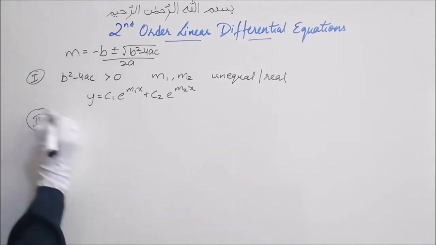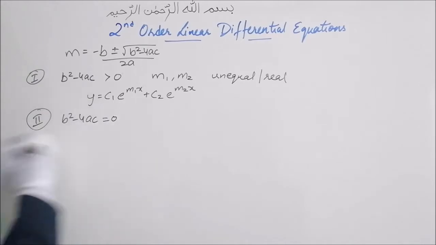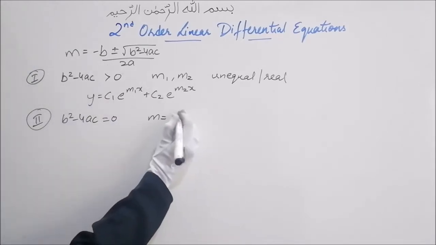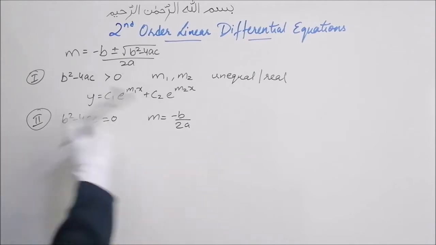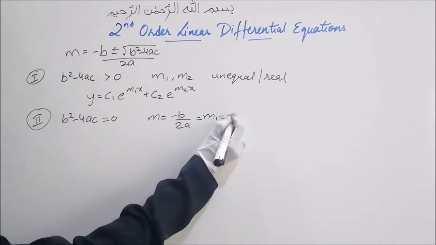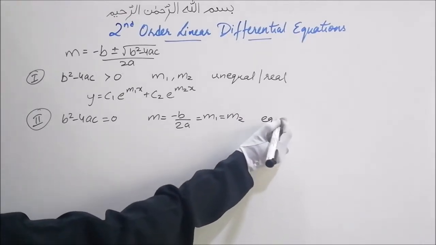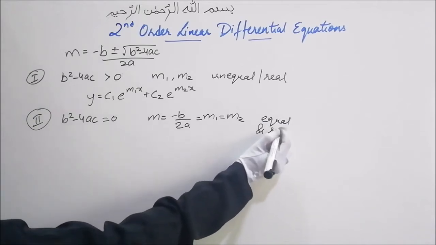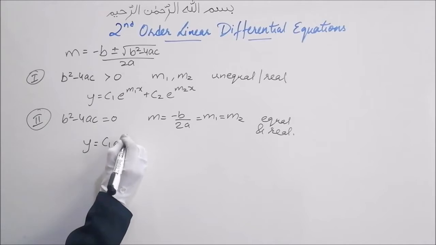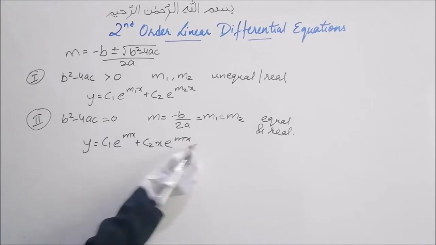Case 2 will be if this b squared minus 4ac is equal to 0. Then the value of m will come out to be minus b by 2a. Thus the two values of m both will be equal, m1 equal to m2. So both the values of m will be equal as well as real. Therefore the solution y will be c1 e raised to mx plus c2 x e raised to mx.